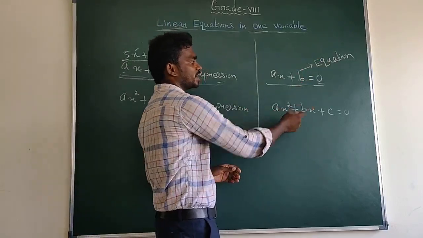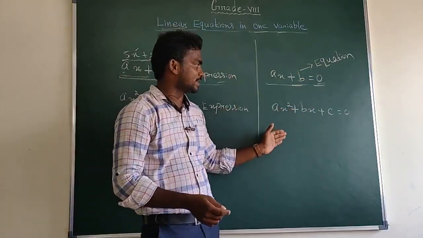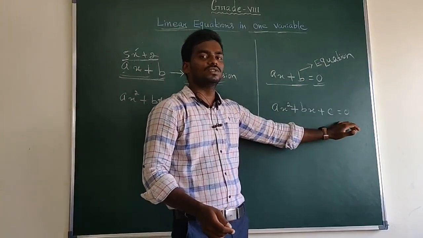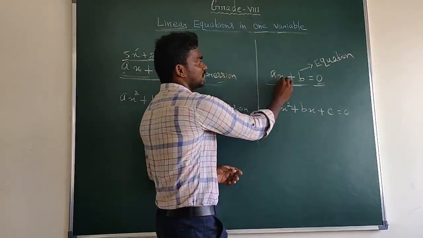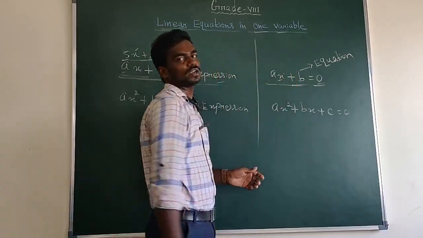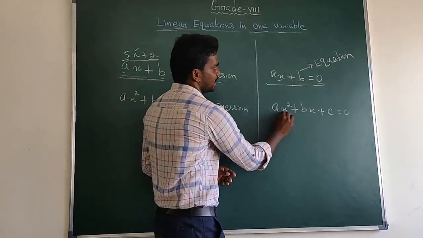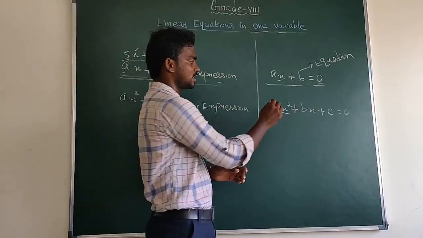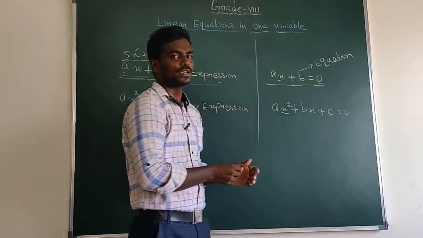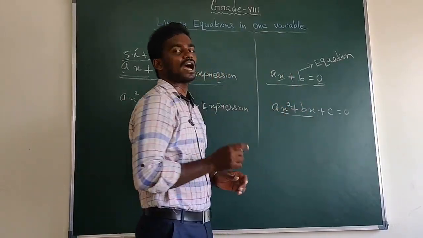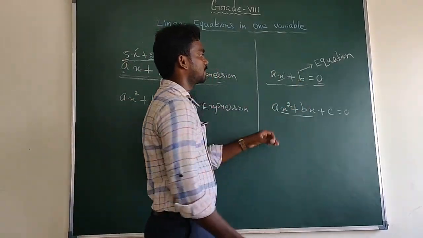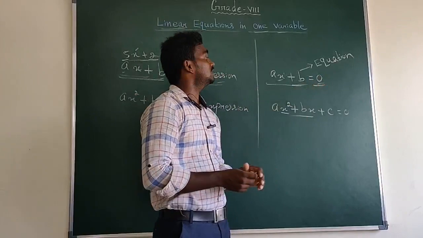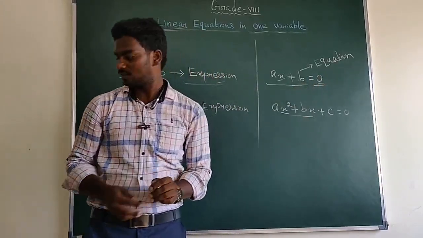The second one, ax square plus bx plus c, is also an expression. This expression equal to 0 is called an equation. But in your first equation ax plus b, the highest power of the variable is 1. And in the second expression ax square plus bx plus c, the highest power appearing is 2. So this is not a linear equation. When the highest power is 1, it is called a linear equation. So ax plus b equal to 0 is called the general form of the linear equation.